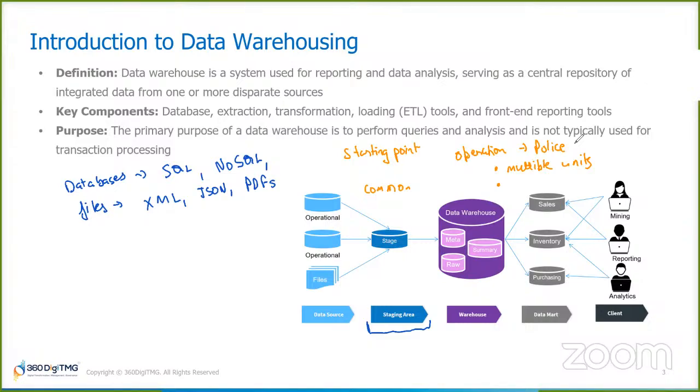So the staging area is, what you might say, a point on the data pipeline where the entire data is gathered together for the first time. Okay. So that is our staging area. Now, after the staging area is where we will have a data warehouse coming into the picture. Okay.